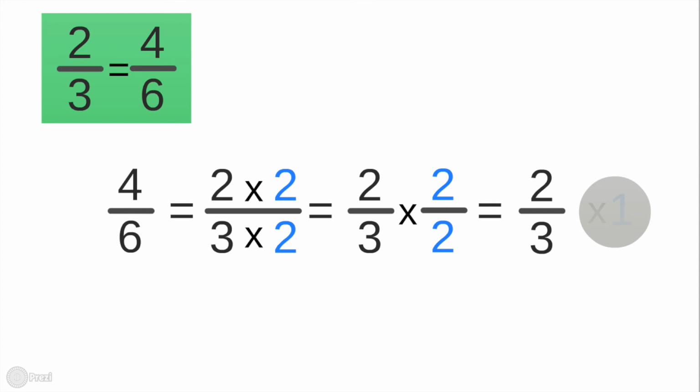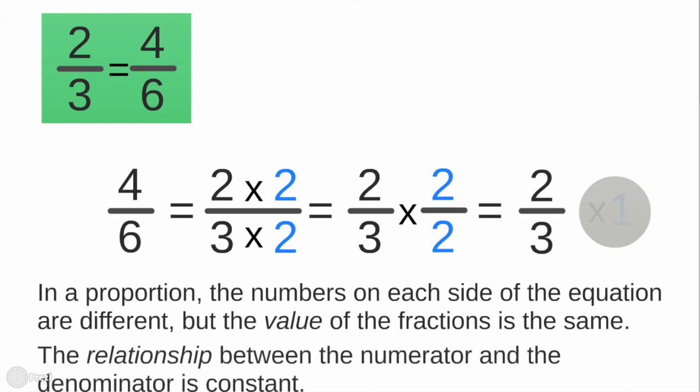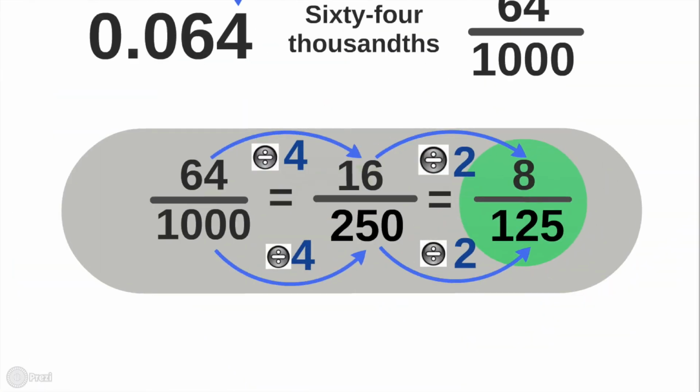So what does this demonstrate? Well, in a proportion, the numerals on each side of the equation are different, but the value of the fractions is the same. Put another way, the relationship between the numerator and the denominator is constant. That's why we always divide the numerator and the denominator by the same number when reducing fractions. That's keeping the relationship between the numerator and the denominator the same.